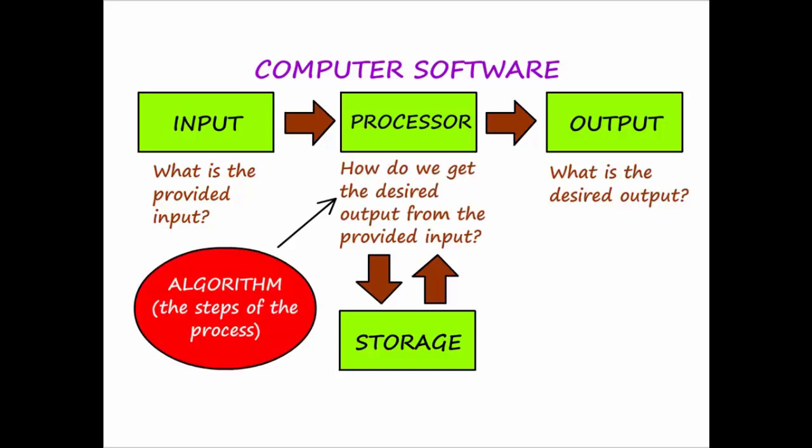And then the big question is, how do we get there? How do we get that provided input to the desired output? And that process is referred to as an algorithm. This is where the coding comes in. We're going to code in such a way we can take that input and generate the desired output. Algorithm is nothing more than a big fancy word for the steps of a process.